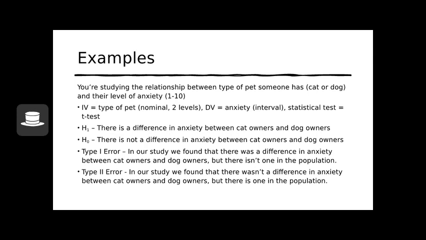Now, in a type 2 error, so maybe in my study, I did not find a significant relationship between my two groups, right? Or between my variables. Now, actually, there is. The type of pet you have actually does affect your level of anxiety. So I committed a type 2 error. In my study, I found that there wasn't a difference in anxiety between cat owners and dog owners, but there was in the population.